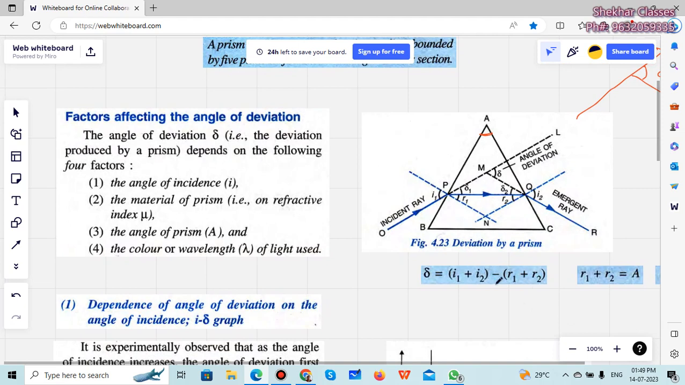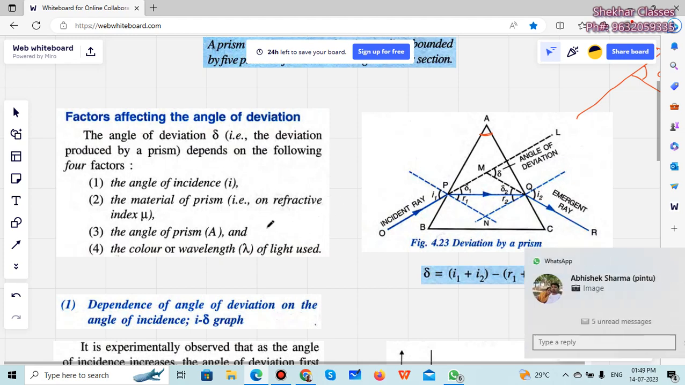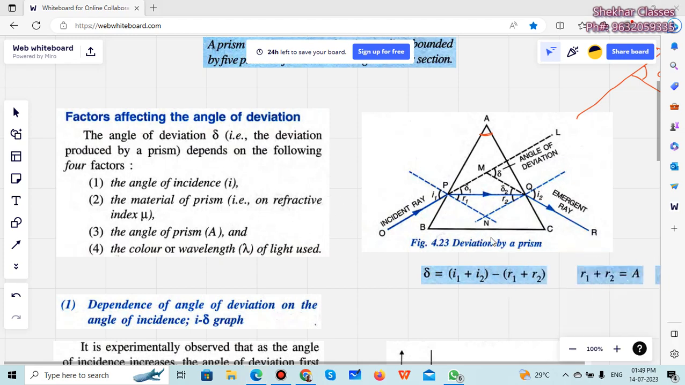Now the factors which affect the angle of deviation, which are those? Angle of incidence. If you increase the angle of incidence, the angle of deviation will increase, right? But there is some limitation to it. We'll talk about that some. Now the material of the prism also: if it is less dense, then it will deviate less. If the density is higher, then it will deviate more. It also depends upon the angle of the prism, this angle here.